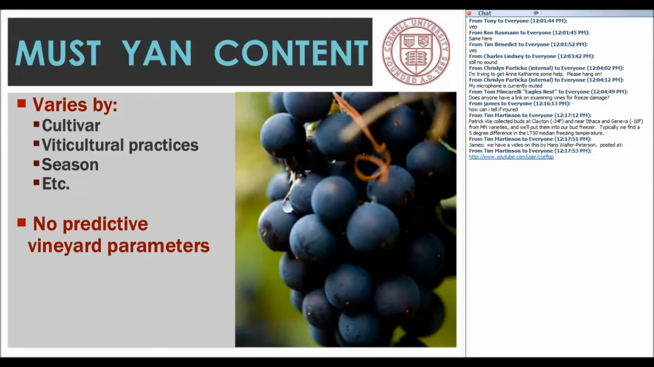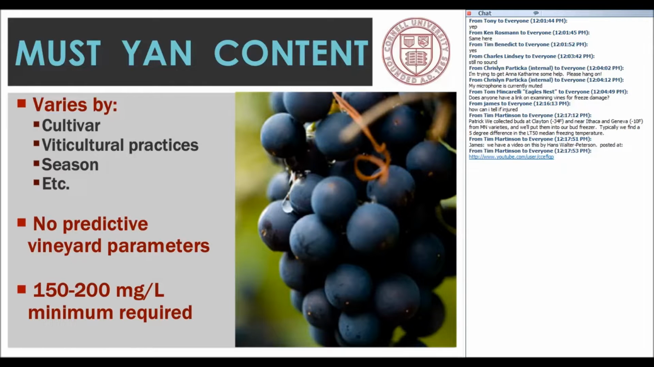So there's nothing in the vineyard that gives us a predictive parameter. You can't take a petiole test and get an idea of what your must YAN is going to be because there's so many things going on in the grapes before it actually gets into the must that you don't have any good correlation. For fermentation, we usually say that the yeast are going to need between 150 and 200 milligrams per liter. You can get in all kinds of arguments with enologists all over the world about this. Some folks say, oh, well, really 140 is all you need.